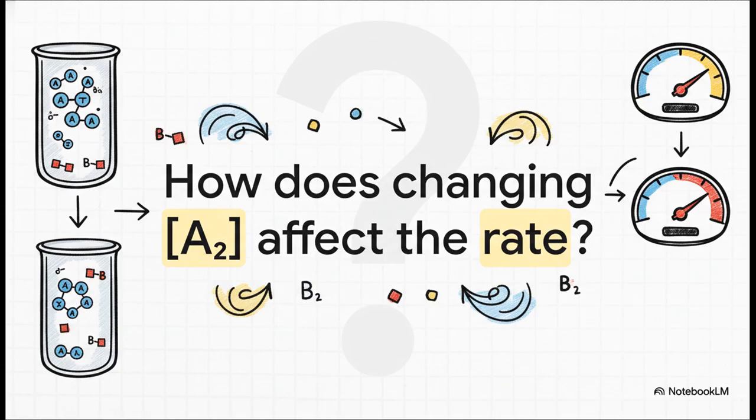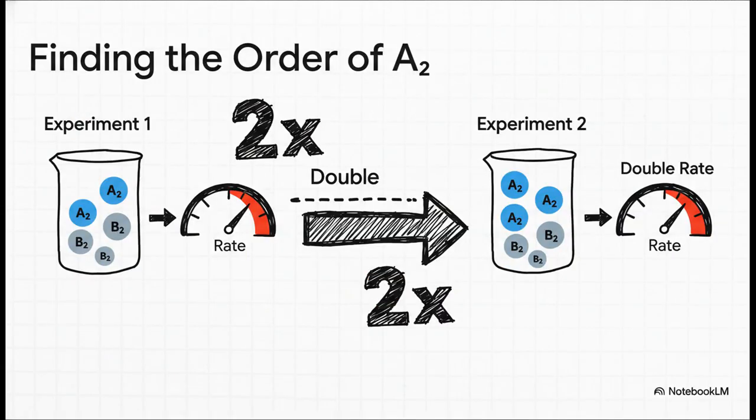So, our first job as detectives is to isolate one of our suspects. Let's focus on reactant A2. We need to find 2 experiments where the concentration of A2 changes, but the concentration of our other reactant, B2, stays exactly the same. Let's look at experiments 1 and 2. See how B2 is constant at 0.010? Perfect. That's what we want.